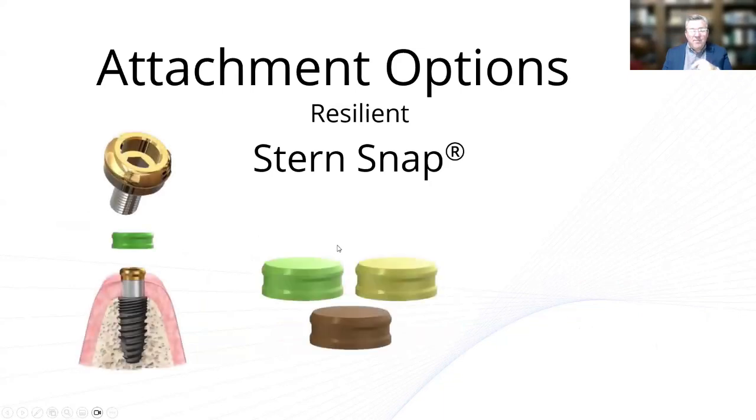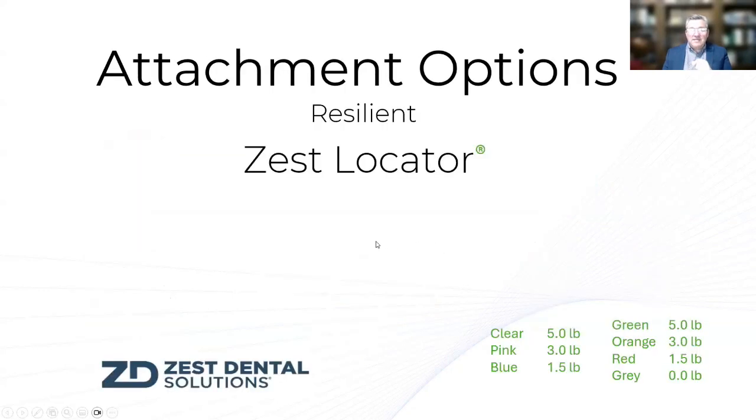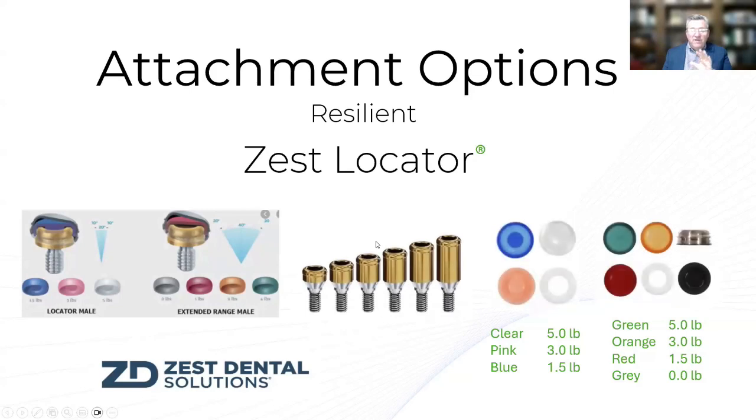But the Stern Snap is also a Stern Gold product. It's very similar to the locator, which involves a 3.8 stud attachment, which is standard across the board now, which has a polyurethane cap. Very good option. Okay. Zest Locator, something everybody's familiar with, probably the #1 name in overdenture attachments. It's become kind of the Kleenex name of attachments because it's very widely used, is very successful, and people know how it works.